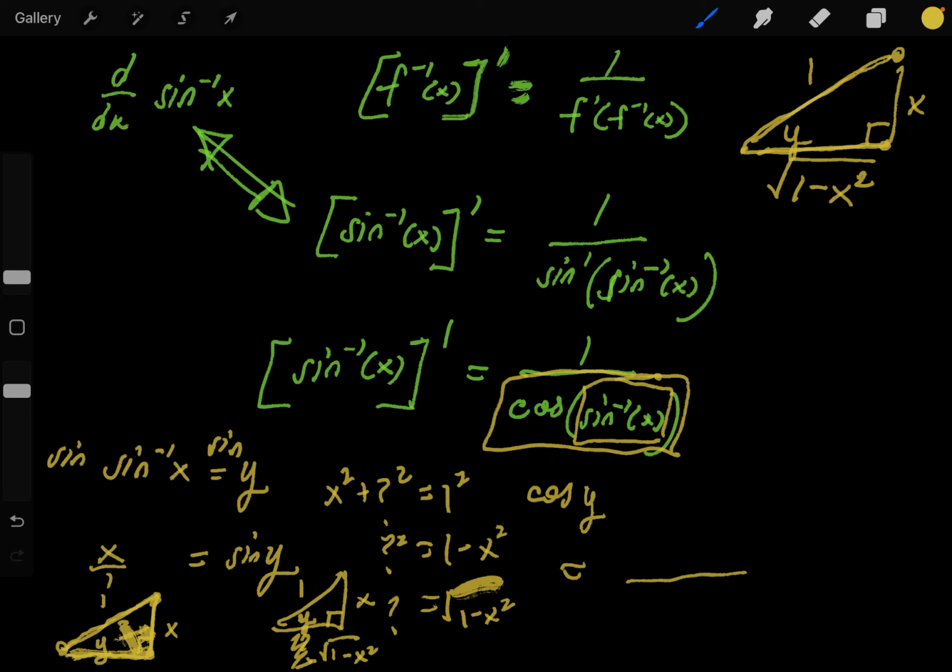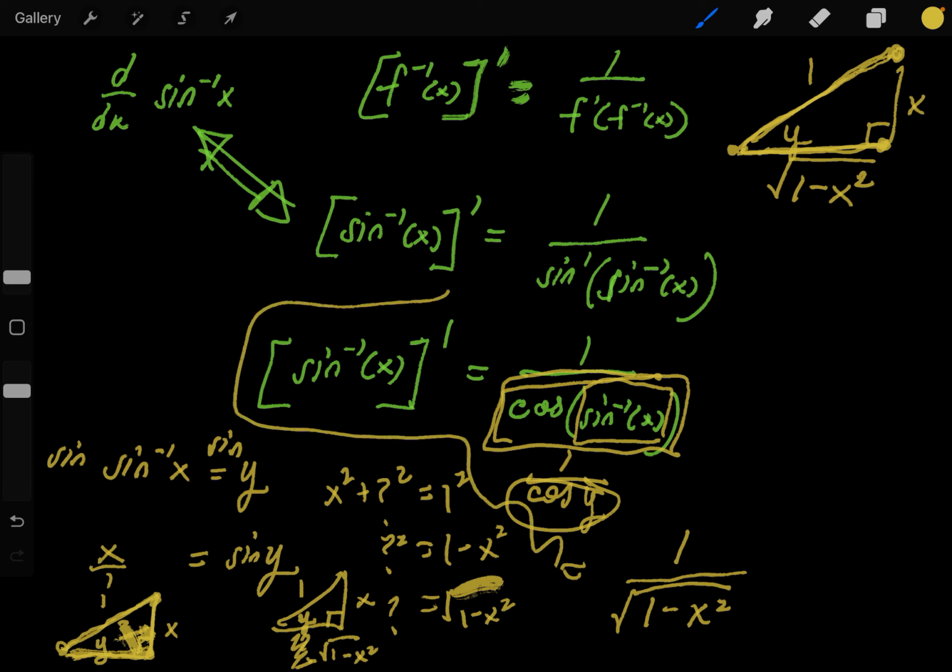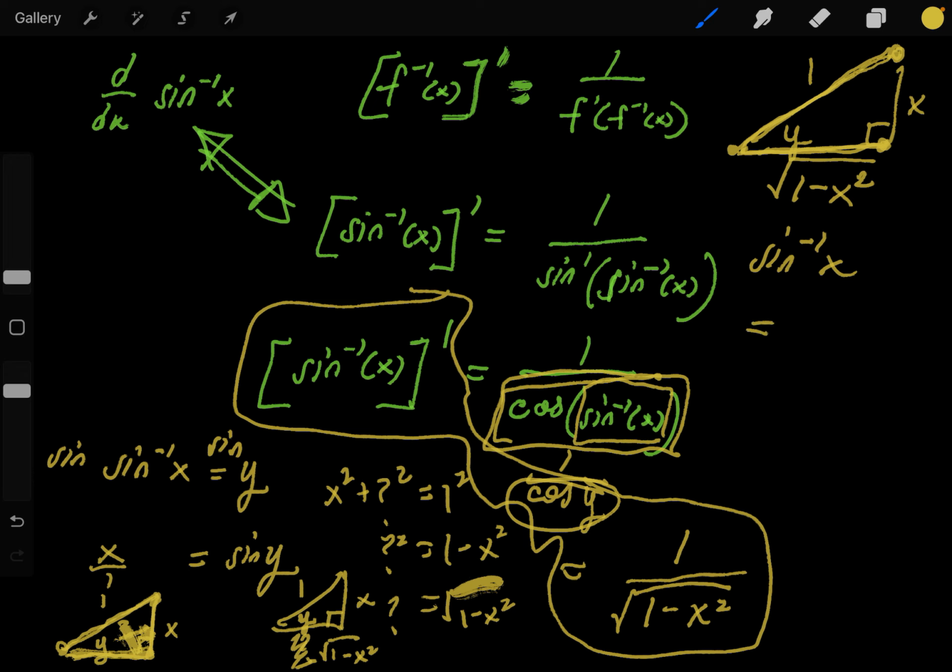So this whole thing we should see is just 1 over cosine y. And then cosine y we should see is this side divided by this side. So cosine y is just the square root of 1 minus x squared, over 1. And now I have the nice formula: the derivative of sine inverse of x is just 1 over the square root of 1 minus x squared.